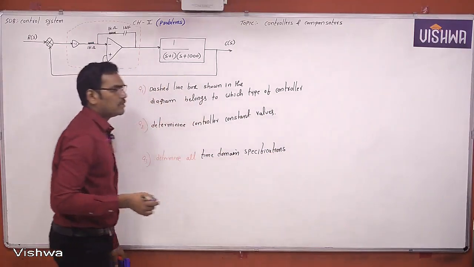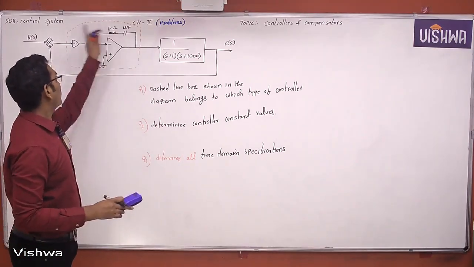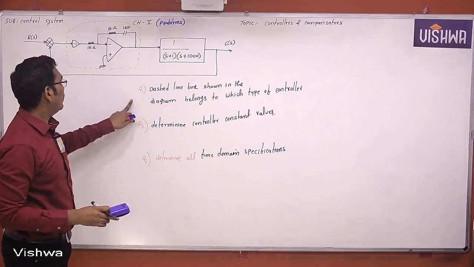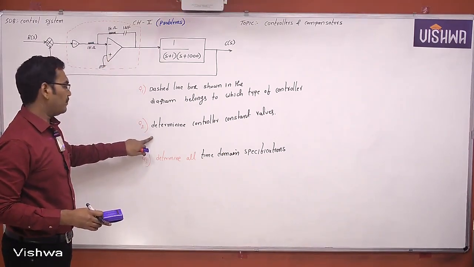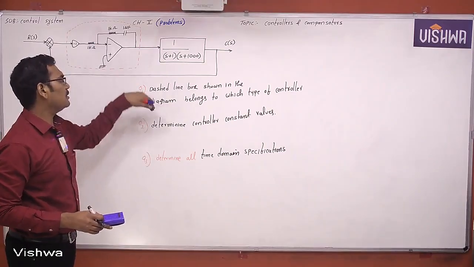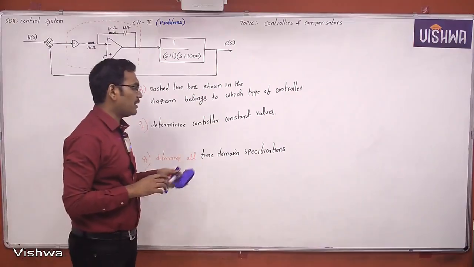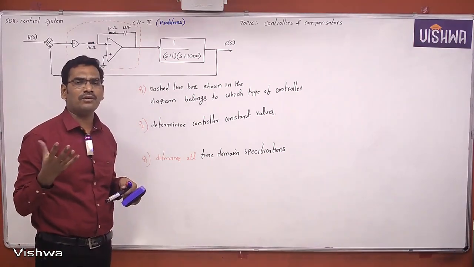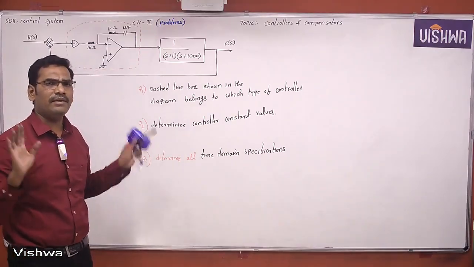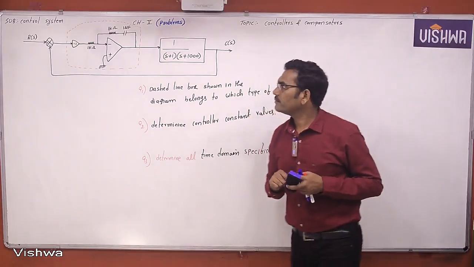See, this question will cover almost everything. Okay, so this box is which type of controller, and what are the controller constants, and the third one is, by using this block diagram, determine all the time domain specifications. All the time domain specifications means rise time, peak time, delay time, peak overshoot, time constant, settling time, everything. Okay. These are the questions. First, note down the question first.